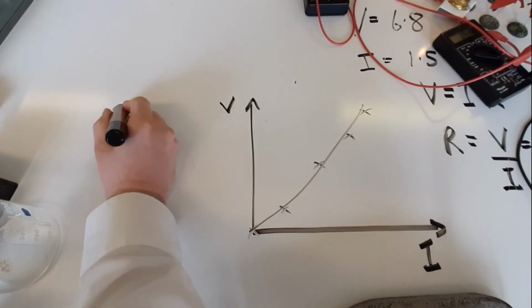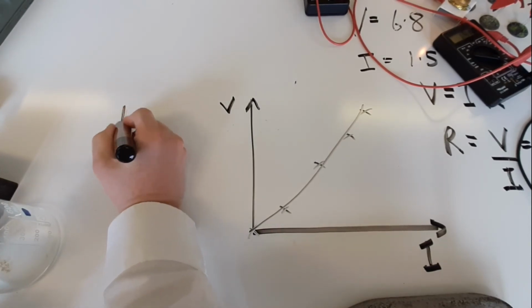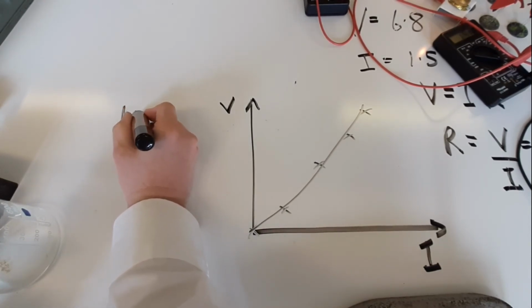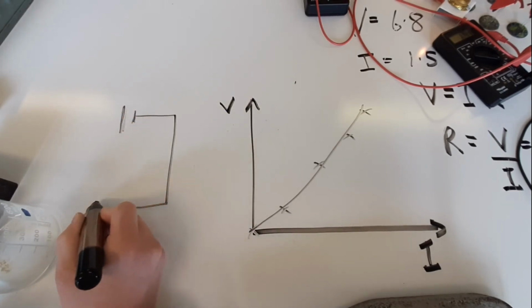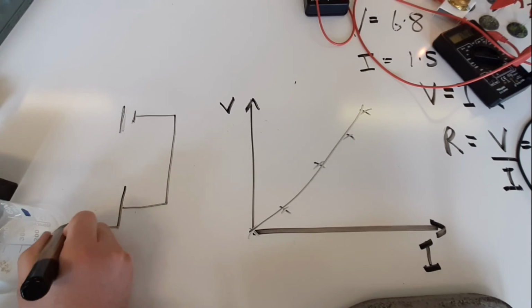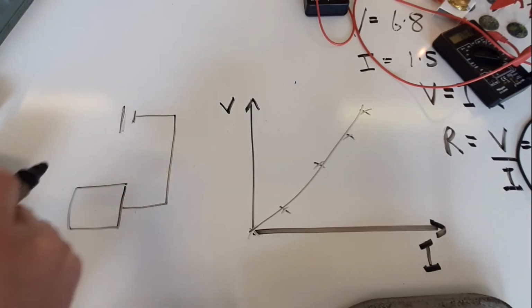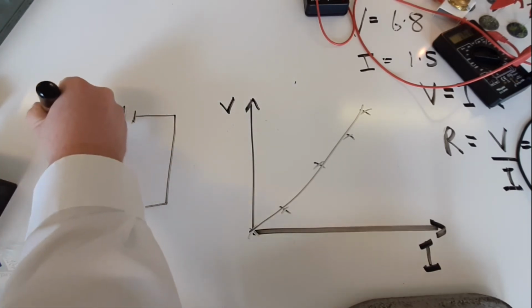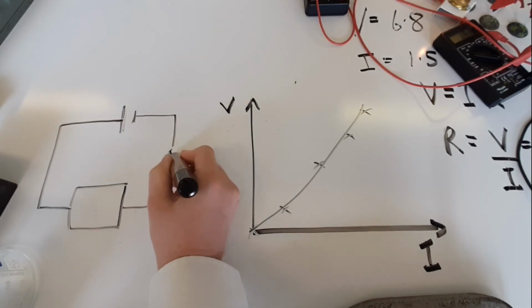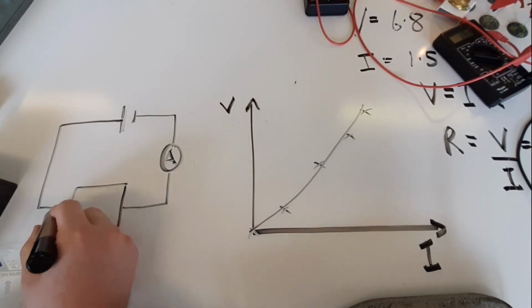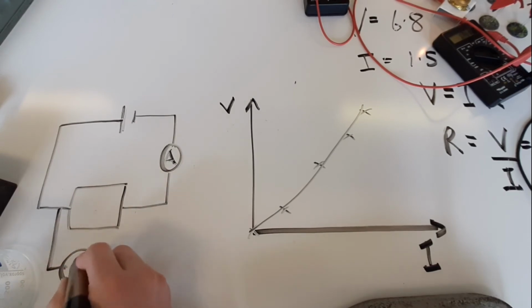We have a power source, okay. And that's going to be hooked up to the thing you are measuring. So it's the thing you are measuring. And we're going to need an ammeter in there. And you're going to need a voltmeter there.